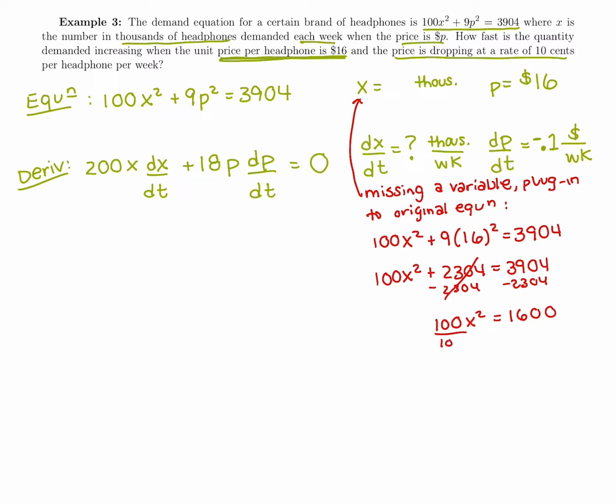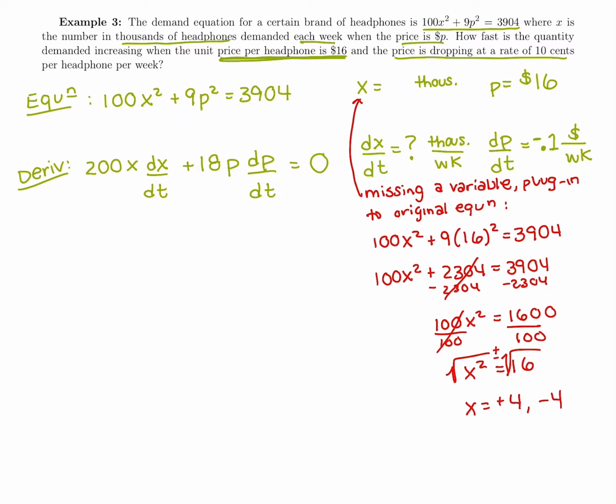Now I'm going to get rid of that multiplication by 100 by dividing both sides by 100. So x squared must be 16. And now I can do the square root of both sides. Remember, when you do square root of a number, you do plus or minus that square root. So x is going to be plus 4 or minus 4.